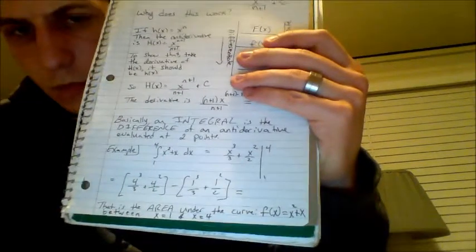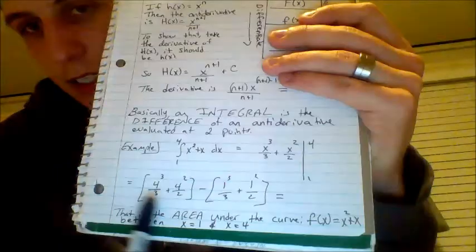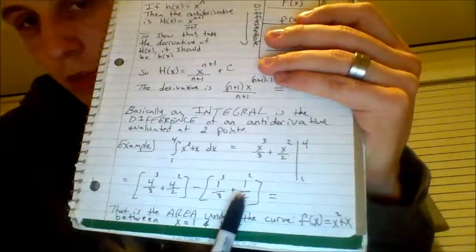And the difference between those two, sorry for moving around so much, here's the antiderivative evaluated at 4. Here's the antiderivative evaluated at 1. The difference of those two, the antiderivatives evaluated at those 2 points, that's the area underneath the curve. There's some math behind that. There's this thing called a limit of a Riemann sum. If you'd like, email me and I can upload a video explaining that. There's some good stuff on YouTube about Riemann sums already.